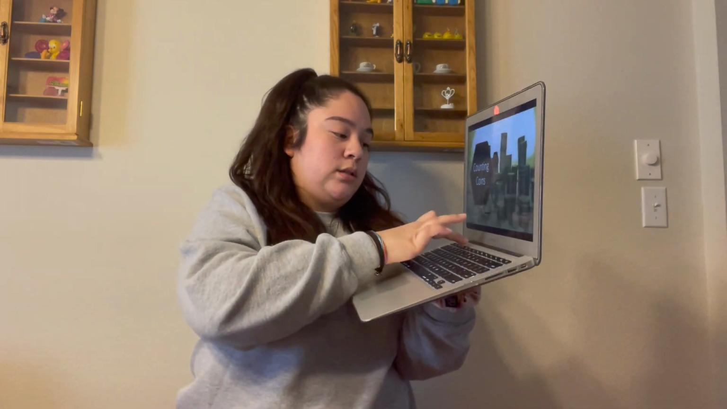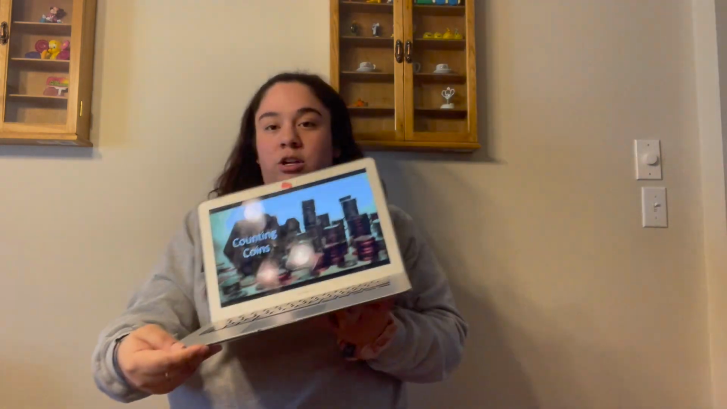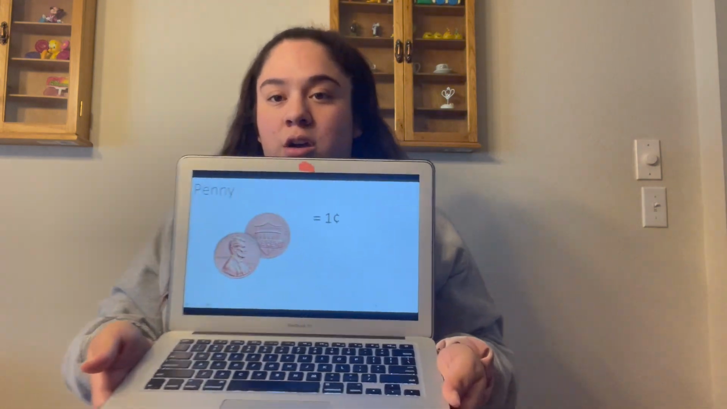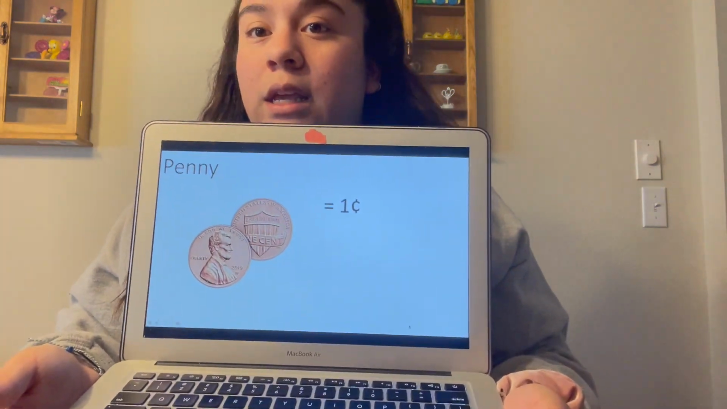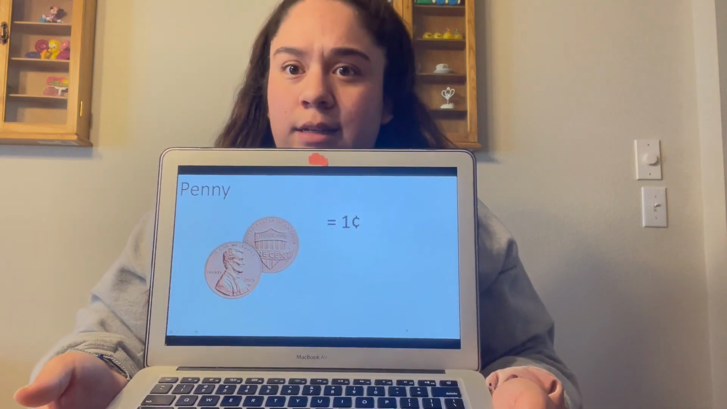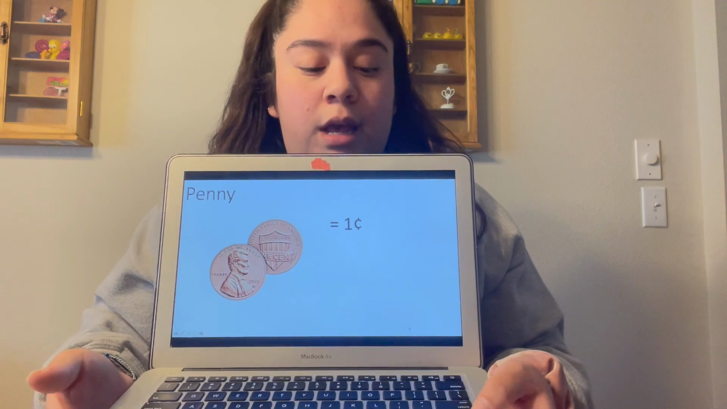After that, I did a presentation on a laptop. I did a PowerPoint, and it started out where it showed counting coins. It just had an image of coins. And then the next slide, it showed just 1 penny and the visual of 1 cent. So it had the symbol, it had the number, and everything.